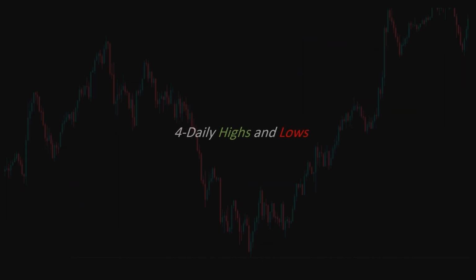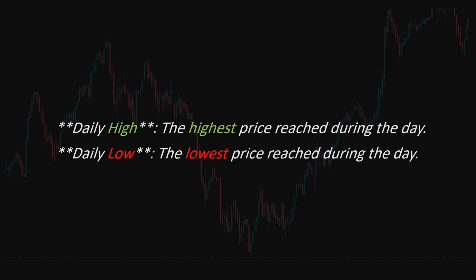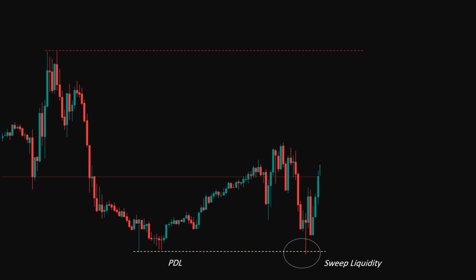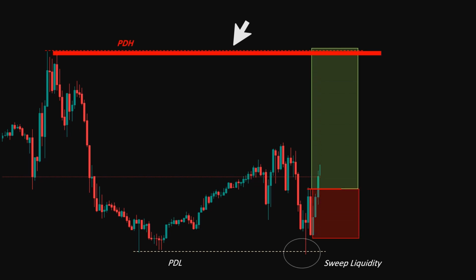Next liquidity level are daily highs and lows. Daily high is the highest price reached during the day. Daily low is the lowest price reached during the day. These levels are crucial because they attract significant attention from traders, leading to many stop-loss and pending orders being placed around them. When the price approaches the daily high, it may briefly move above it, triggering stop-loss orders from sellers. This can activate buy orders, causing the price to drop back down. Similar behavior occurs near the daily low, where stop-loss orders from buying trades may get triggered.